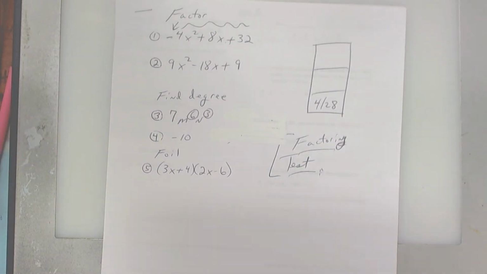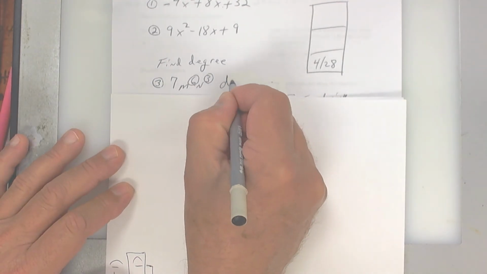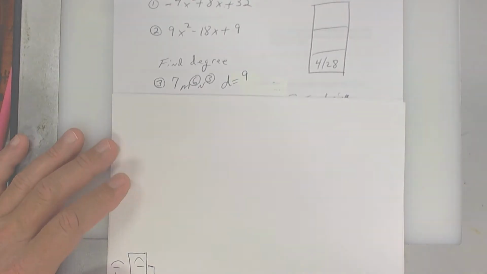Let's talk about the degrees. Degrees, you got to add your exponents. So here, the degree is going to be 9. Let's take a look at the next one.